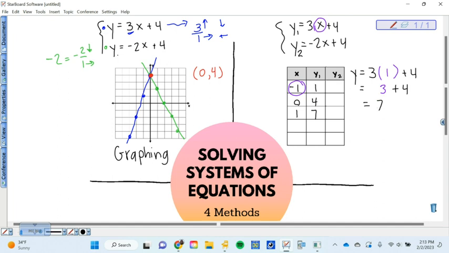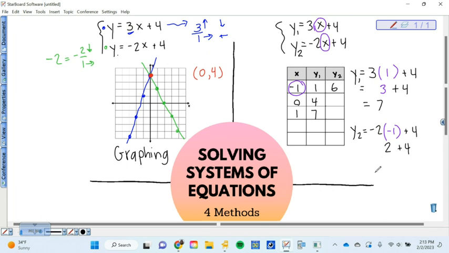And then just real quick, we're going to do the second equation now. Same thing on the second equation. So I'm going to plug in negative 1 for x in this second equation. Okay, so I get negative 2 times negative 1 plus 4. What's negative 2 times negative 1? Positive 2. What's 2 plus 4? 6.